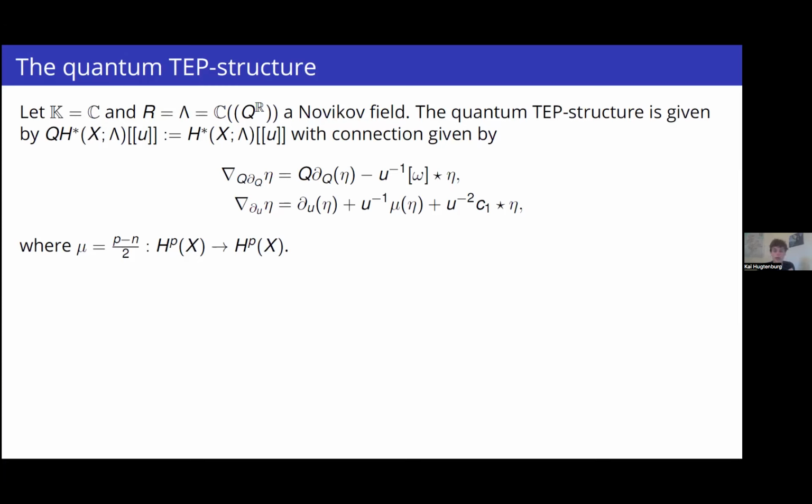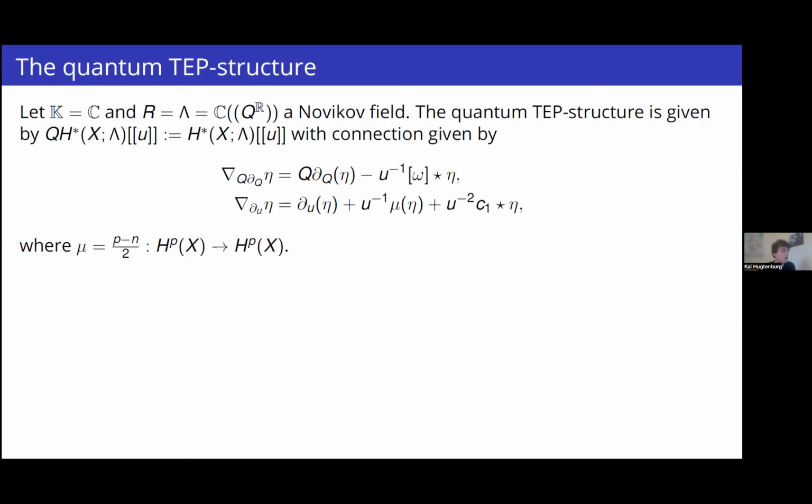And then there are two connections. To define the T structure, you have this connection in the direction of the Novikov parameter. And this is just given by differentiation in that direction, and then you take the quantum cup product with the class of the symplectic form. I'll remind you of the cup product in a second.